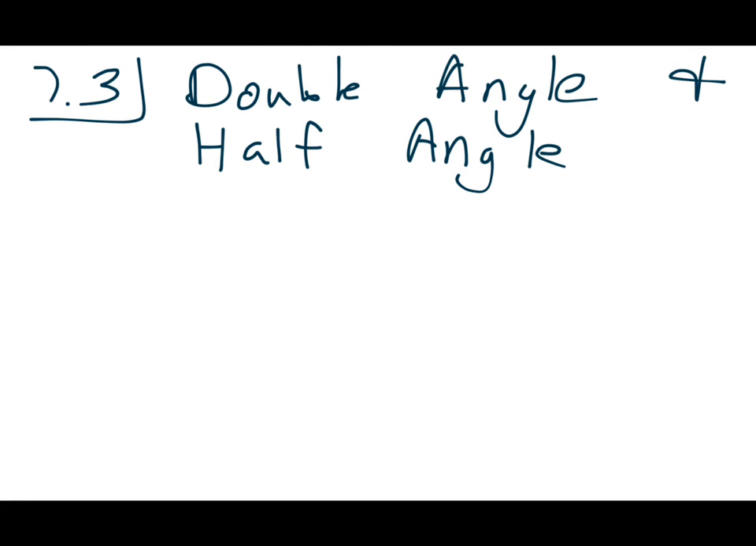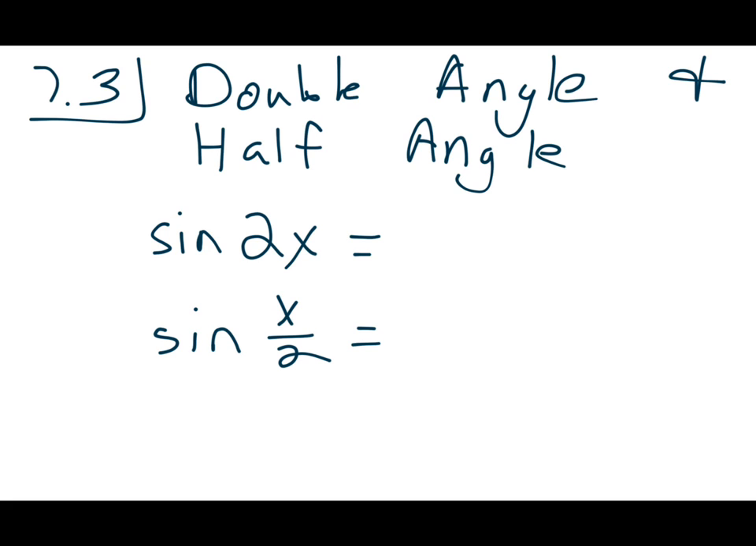Okay, for 7.3, we're going to talk about double angle and half angle. So basically, what we mean by double angle, we're going to have some formula for if we double something, what is it going to equal? And if we half something, what's it going to equal?